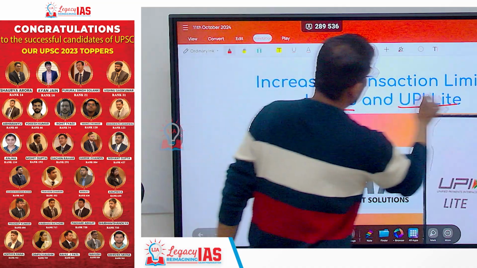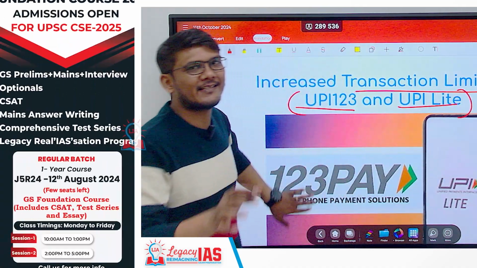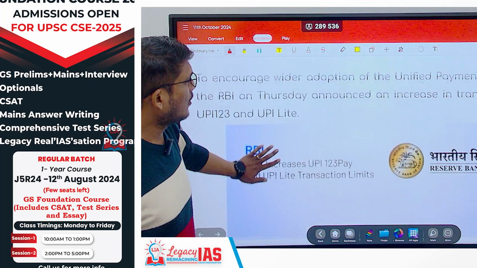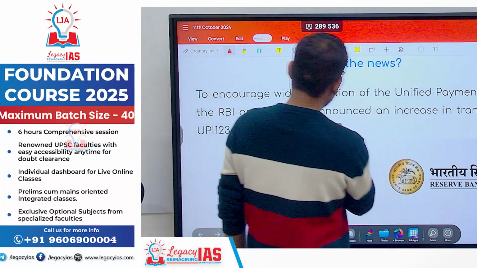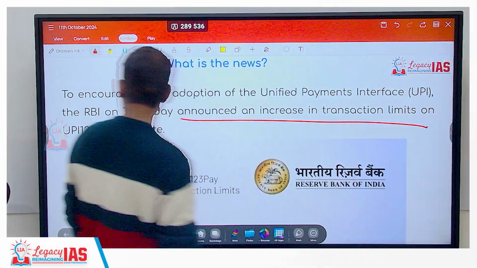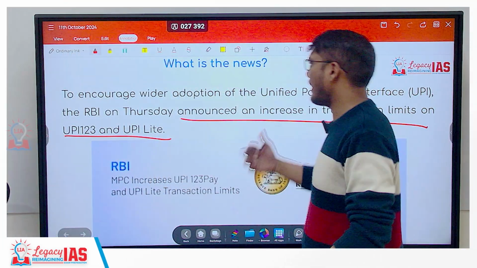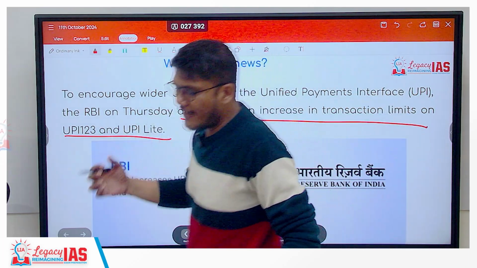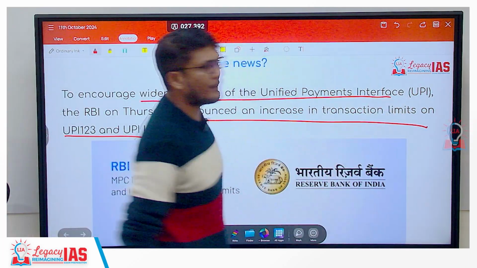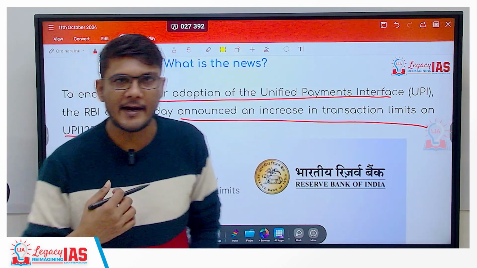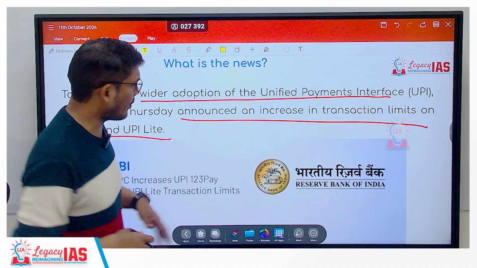Because the transaction limits on UPI 123 and UPI Lite have been increased by the RBI. So what's the news? RBI has basically announced an increase in transaction limit in UPI 123 and UPI Lite. Why have they done that? They have done that to ensure wider adoption of UPI, the Unified Payments Interface. All right, so let us dig deep into this particular topic.